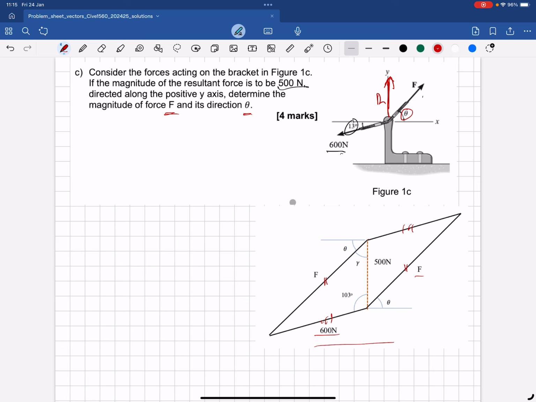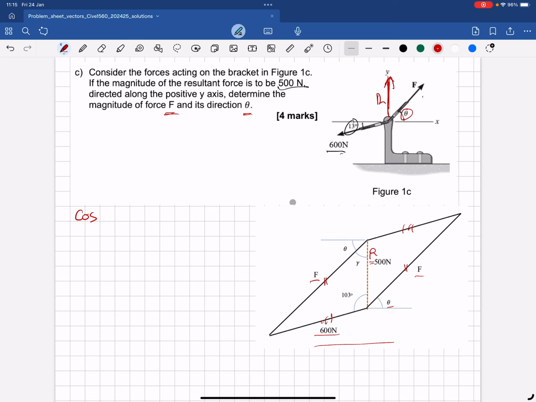And from our parallelogram rule of forces, the resultant is here, R we'll call it, and we're told that needs to equal 500. So the unknown in this situation is F and this angle here. We can use the cosine rule.